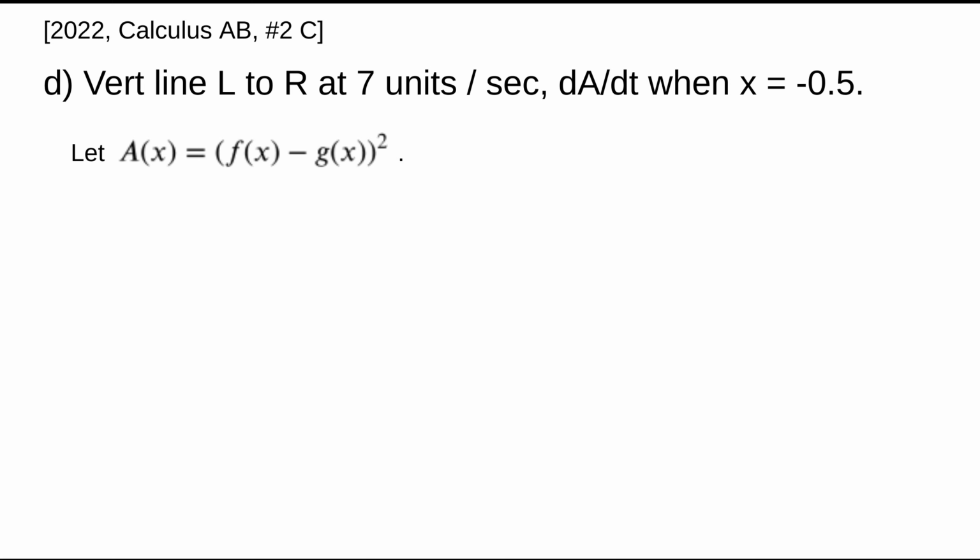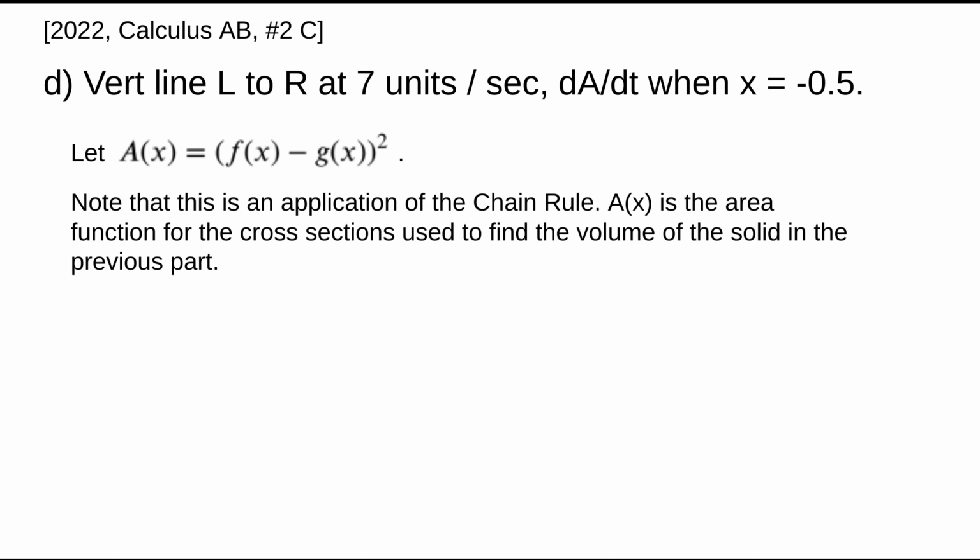We have our area function, that's just f of x minus g of x squared. Remember, cross sections are squares, and the length of one side of that square is just f of x minus g of x. So because this is an application of the chain rule, it's essentially a related rates question, we can set it up as an application of the chain rule, and we don't have to get too complicated with it either.